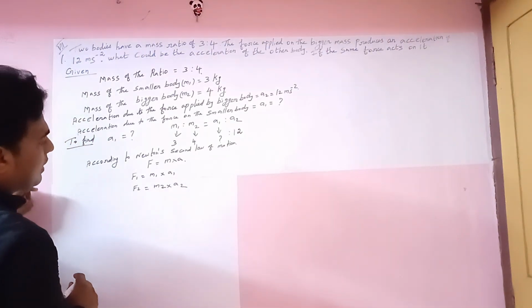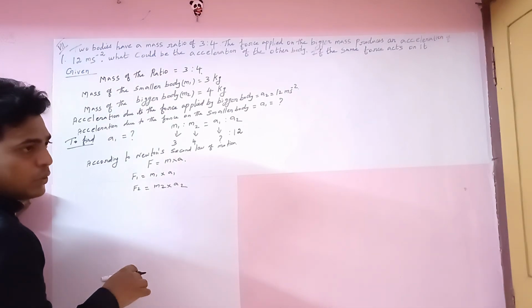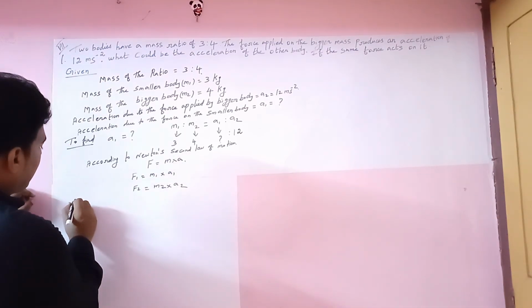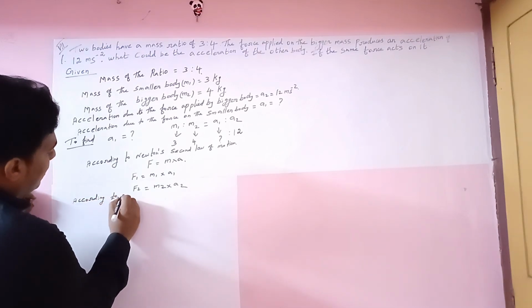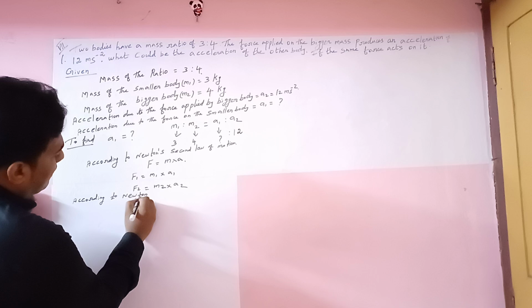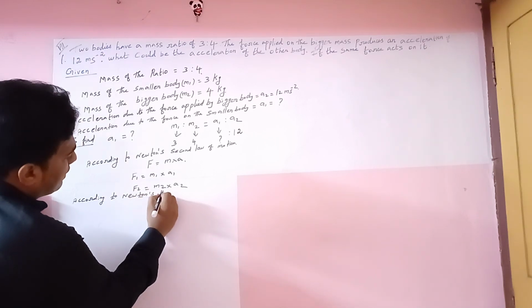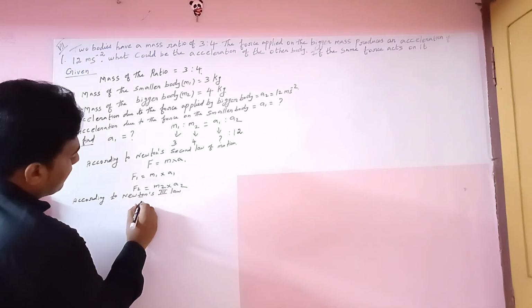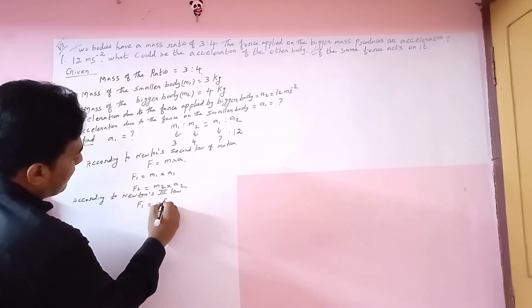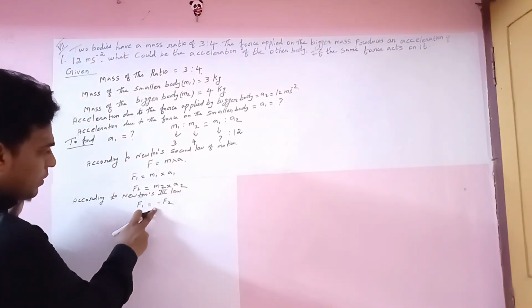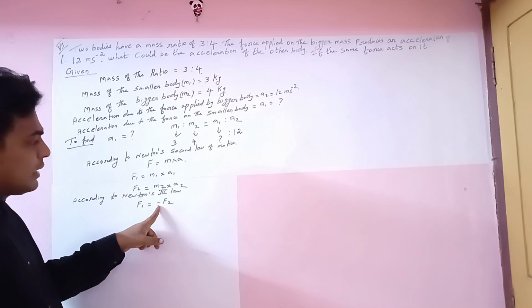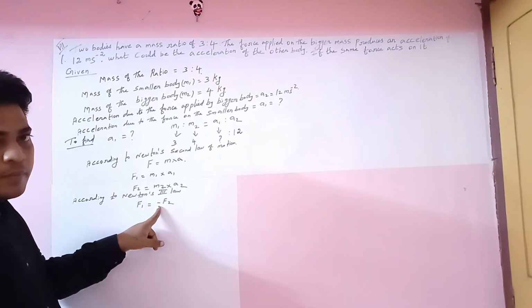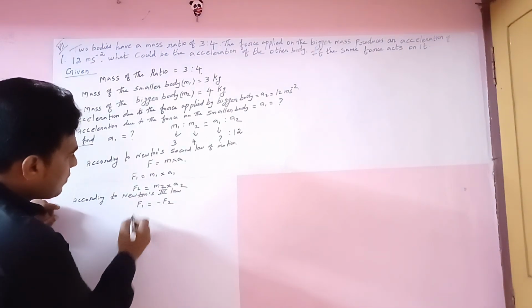Now compare the equations by using Newton's third law. What is Newton's third law? F1 equal to minus F2, because every action has an equal and opposite reaction. It obeys Newton's third law. The minus indicates the opposite direction.